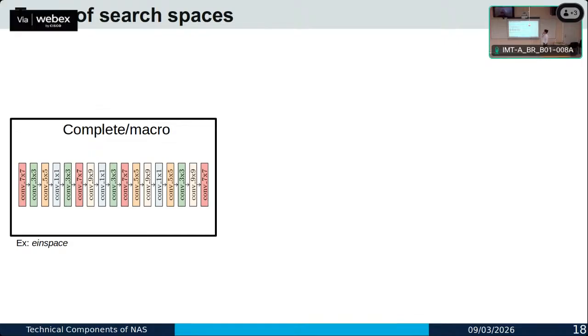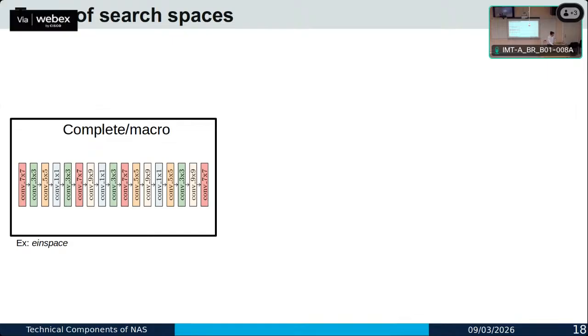These search spaces have tended to be grouped in several categories, and the bigger archetypes of search spaces would be the complete or macro search spaces, which actually have existed for quite a long time. The very first search spaces used in neural architecture search were of this type, where each operation corresponds to one choice that is possible in the space. And the more recent spaces such as Einspace continue this legacy of having a lot of different choices in the model.